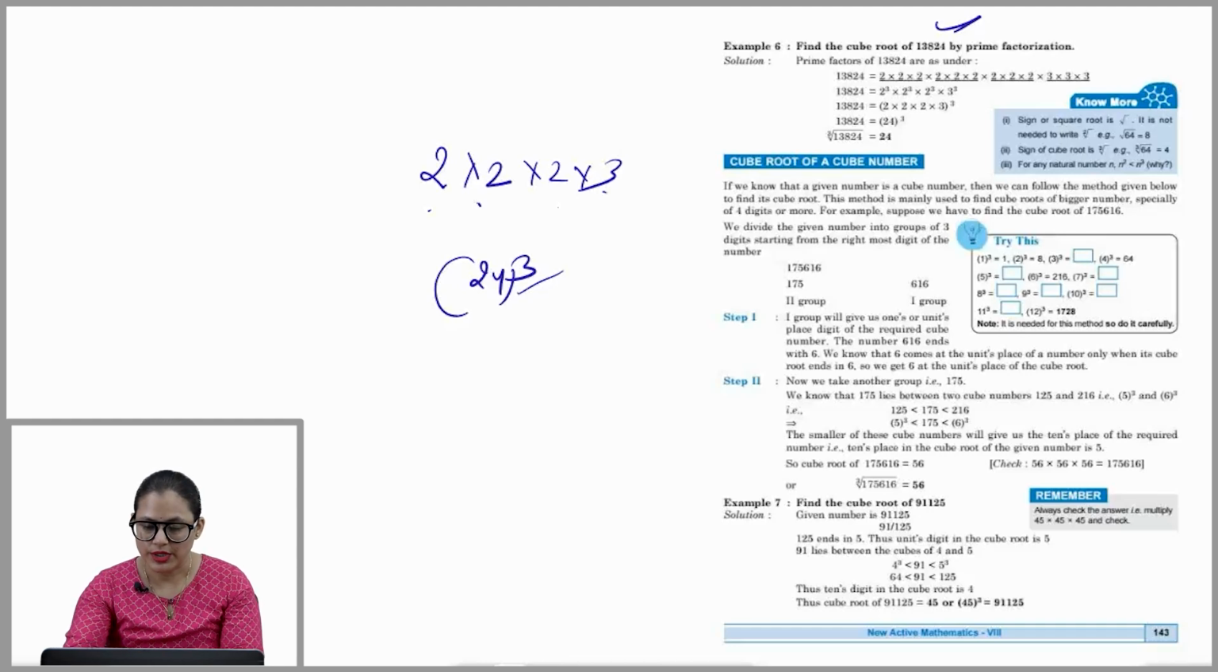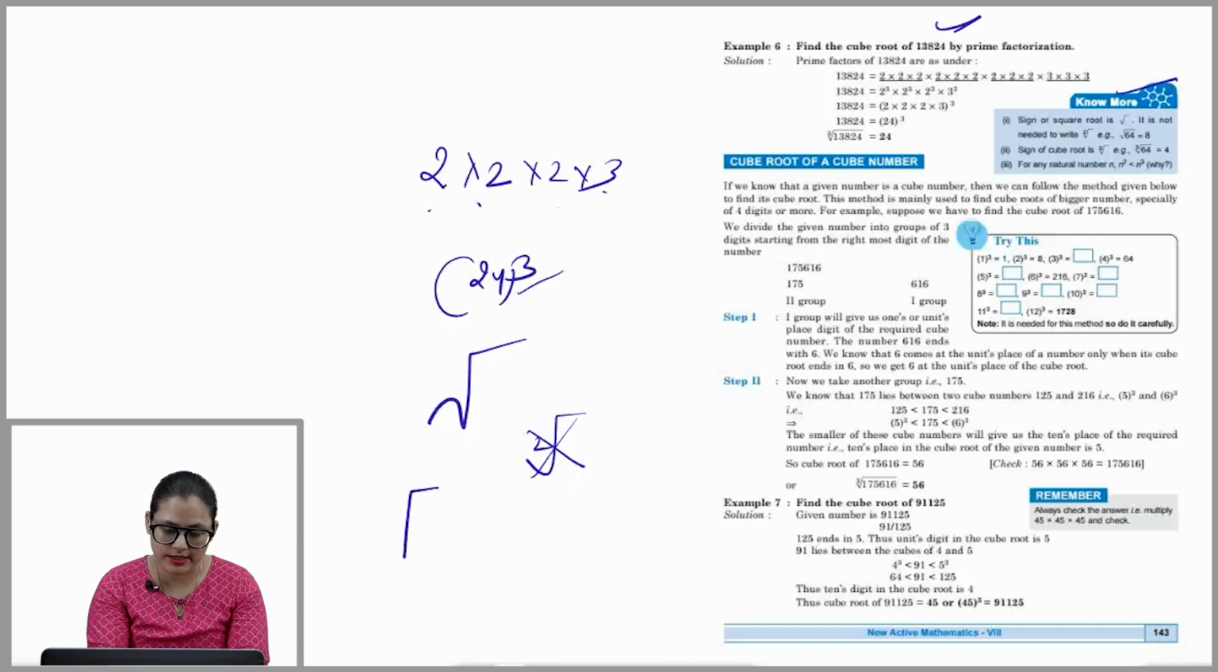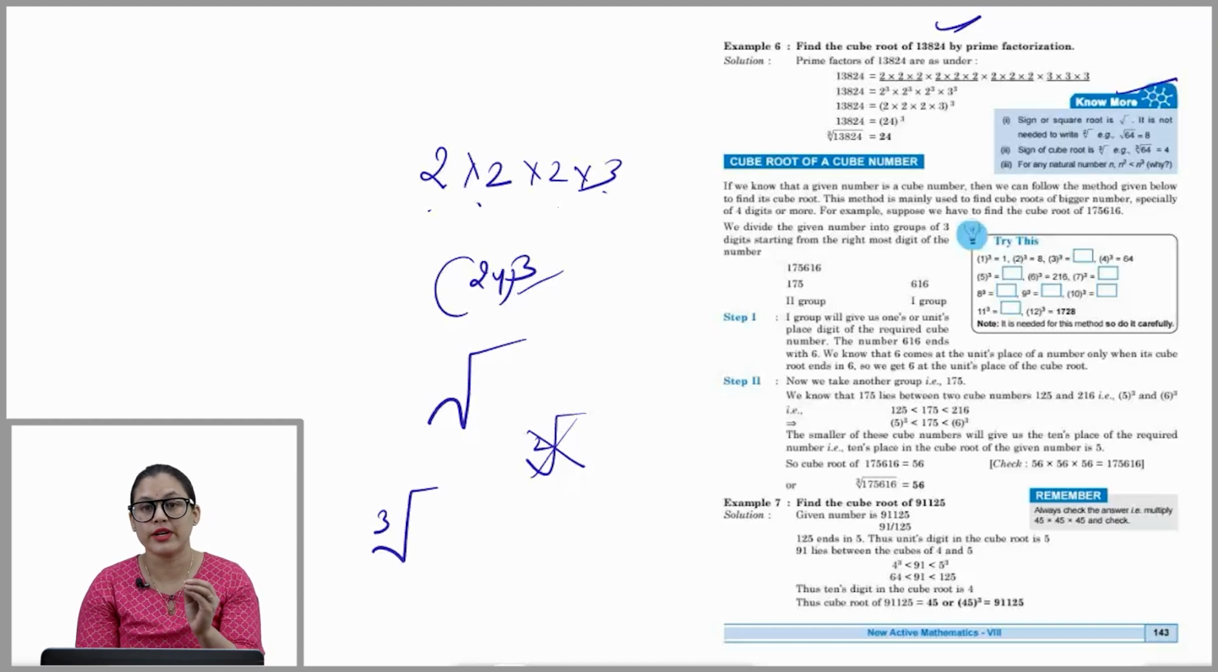No more. The sign of a square root is this, and it is not needed to write it here. The sign of a cube root is this, and this time you will write 3 here.